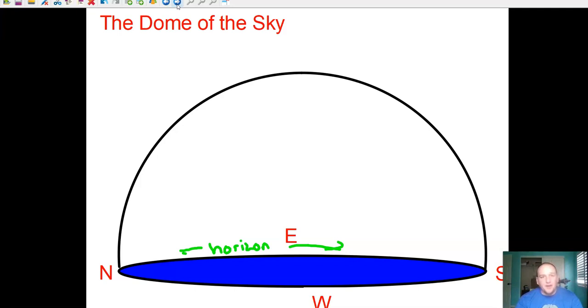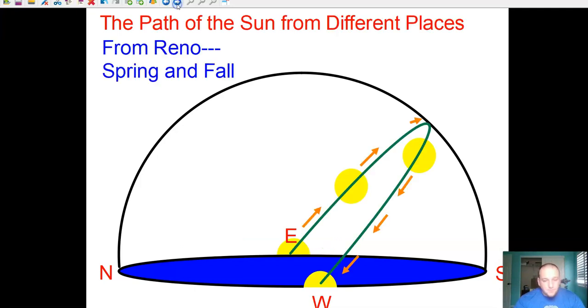Imagine you're standing in the middle of a field that's flat everywhere. This would be the dome of the sky that you can see, with north, east, south, and west all spread around the horizon there. We talked about this a bit in class a couple of days ago. The sun's path in spring and fall, again from the tutorial, rises directly in the east, goes relatively high in the sky in the south, and then sets in the west. Again, if you don't understand this, watch that other tutorial.